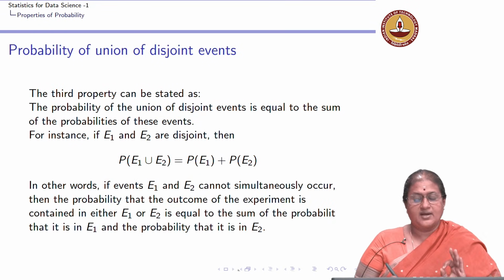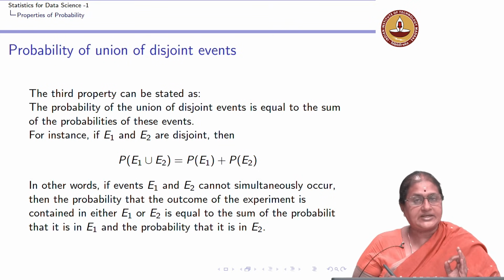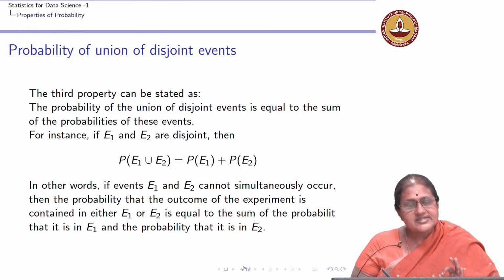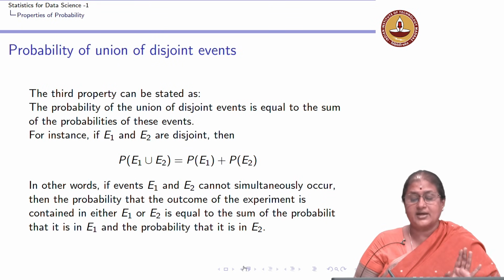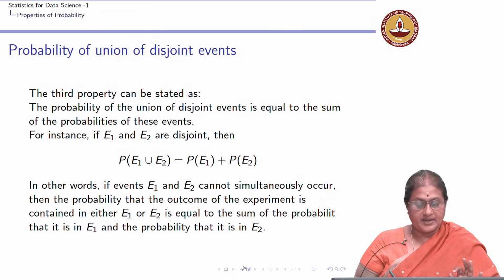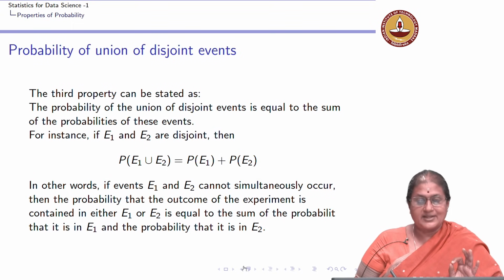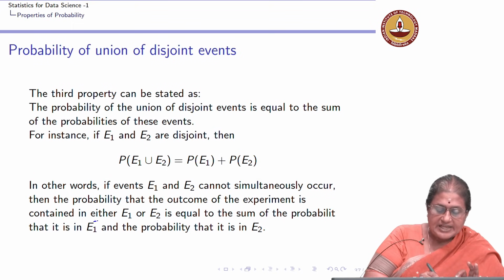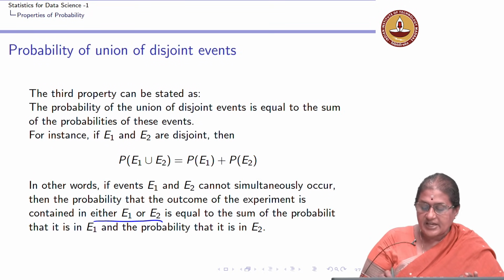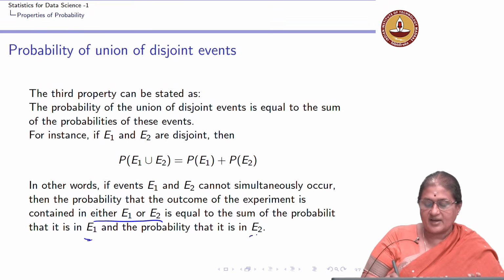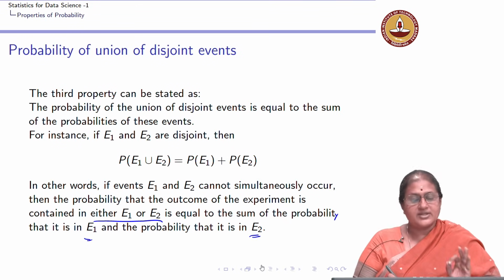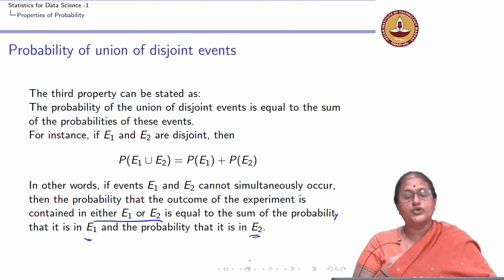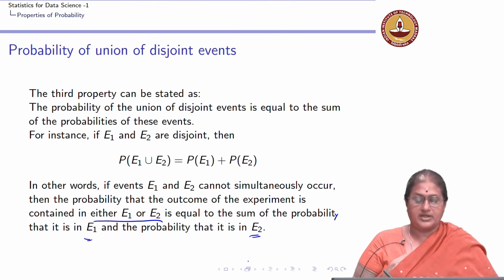So, what is the understanding and why is this property important? It states that if E1 and E2 are two events that are disjoint, in other words, they cannot occur simultaneously, then the probability of the outcome that the experiment is contained in either E1 or E2 is equal to the sum of the probability that it is in E1 and the probability that it is in E2. So, this is the probability of the union of disjoint events.